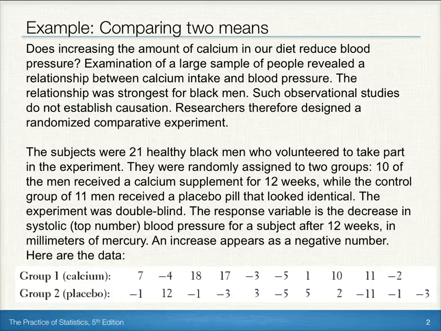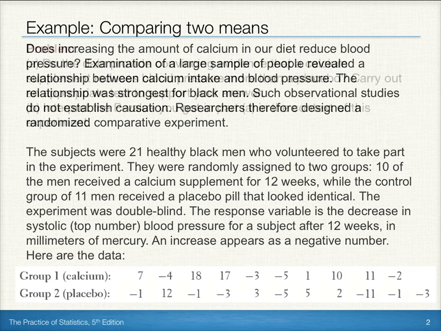The experiment was double-blind. The response variable is the decrease in systolic, the top number, blood pressure for a subject after 12 weeks in millimeters of mercury. An increase appears as a negative number. Here are the data. So for group 1, the calcium group, we can see decreases of 7 millimeters of mercury, increase of 4, decreases of 18, 17, and so on, and similar data for group 2, our placebo group.